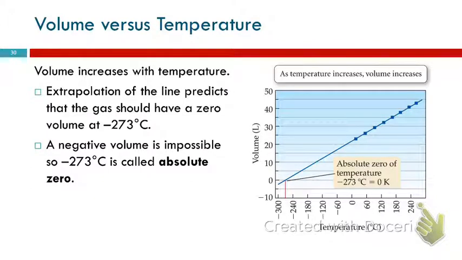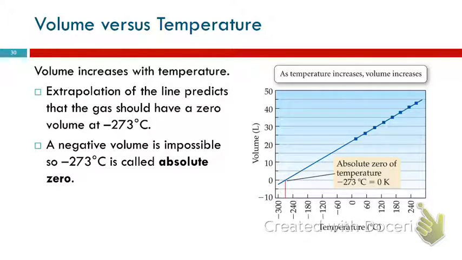So the volume of a gas increases with the temperature of a gas. So here we have a graph of a gas volume and the temperature. And so we've measured the temperature at about 0 degrees Celsius and higher, and we see this really nice straight line. Extrapolating means that we're going to draw a line past where our actual data is. We draw the line past this, and at some point it's going to predict that there is a zero volume.